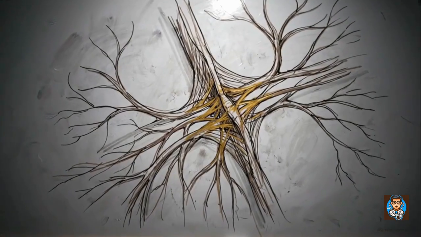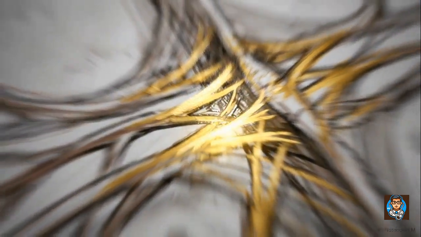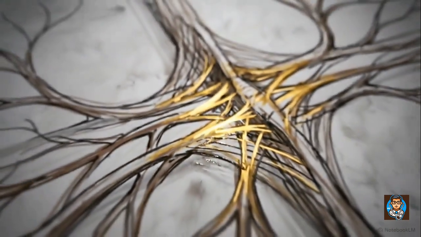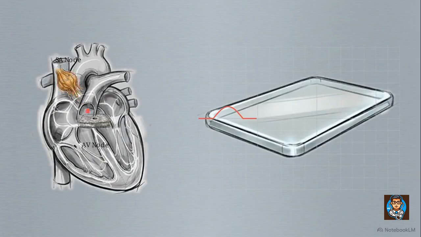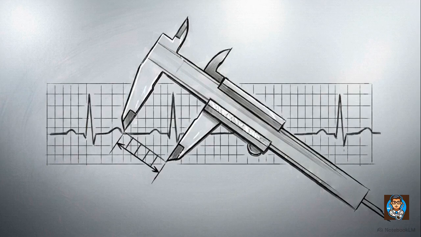Our assessment begins at the AV node and the His bundle, the junction where atrial signals cross into the ventricles. This trace demonstrates a normal PR interval, representing the total travel time from the SA node to the ventricular muscle. In a healthy heart, that journey takes no more than 220 milliseconds, or 6 small squares on the grid.